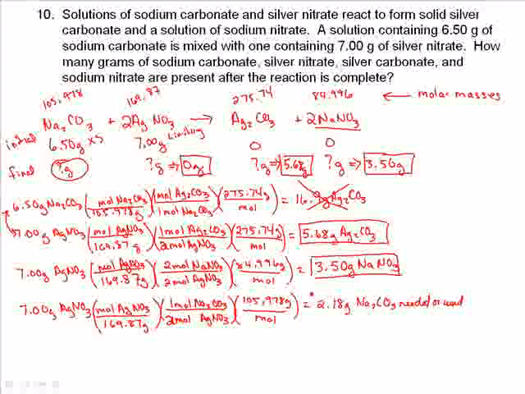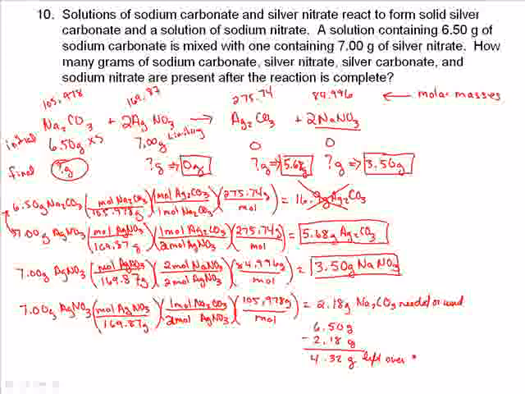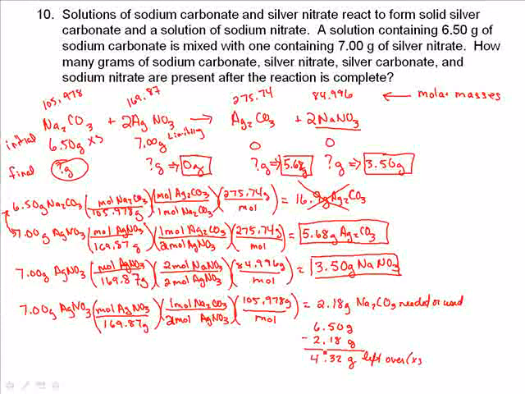All right, and I have 6.5 grams, so 6.50 grams minus the 2.18 that I need in the reaction gives me 4.32 grams left over. That's the amount in excess. All right, so this one is 4.32 grams. And that's how you would do this problem.